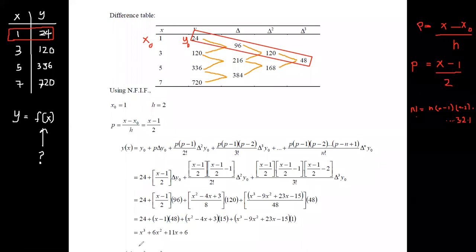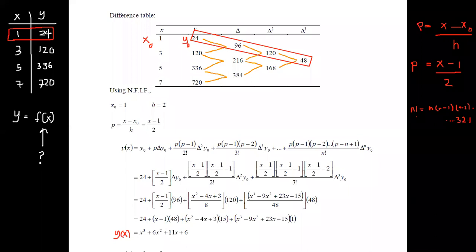Therefore, we can obtain the function for y of x, or this can be considered as the appropriate cubic model for the given set of data. Then, simply, if you substitute the values of x, you may get the approximations of y. You may not get the exact values, but only approximations, because this is an approximation method.